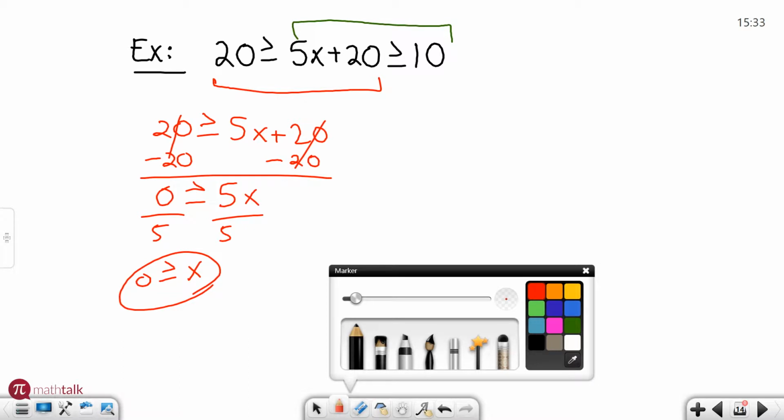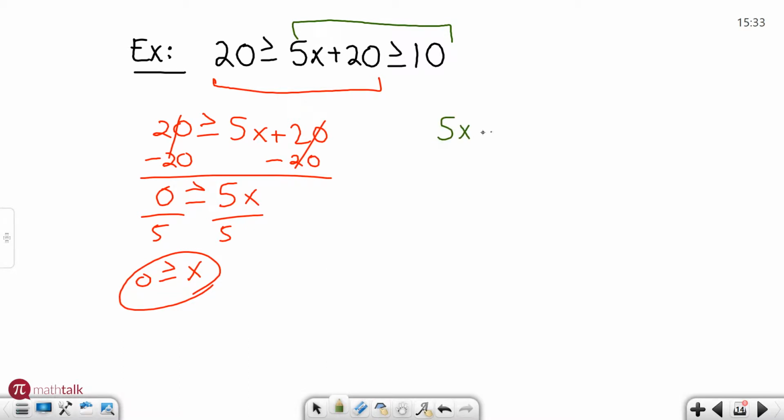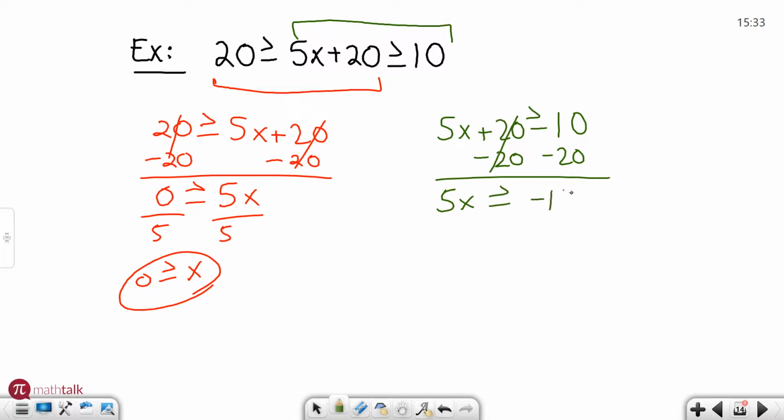Now let's do the green one. The green one is 5x plus 20 is greater than or equal to 10. All right, I want to isolate my variable. Let's subtract 20 from both sides. 5x is greater than or equal to negative 10. Then I just want to divide both sides by 5. And x is greater than or equal to negative 2.